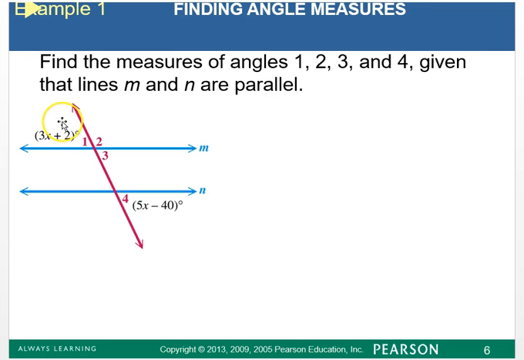Now, in this one, it says find the measure of angles 1, 2, 3, and 4, given that the lines M and N are parallel. Okay, so here we go. We have angle 1 is equal to this right here, the 3x plus 2, and angle 4 is equal to 5x minus 40. Well, if you remember, we have parallel lines and a transversal. 1 and 4 are alternate exterior angles, and these two angle measurements are equal to each other. So we can set up the equation.